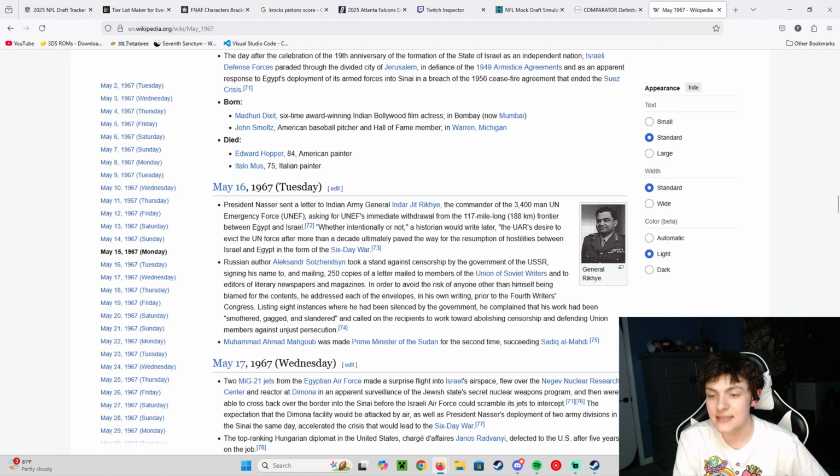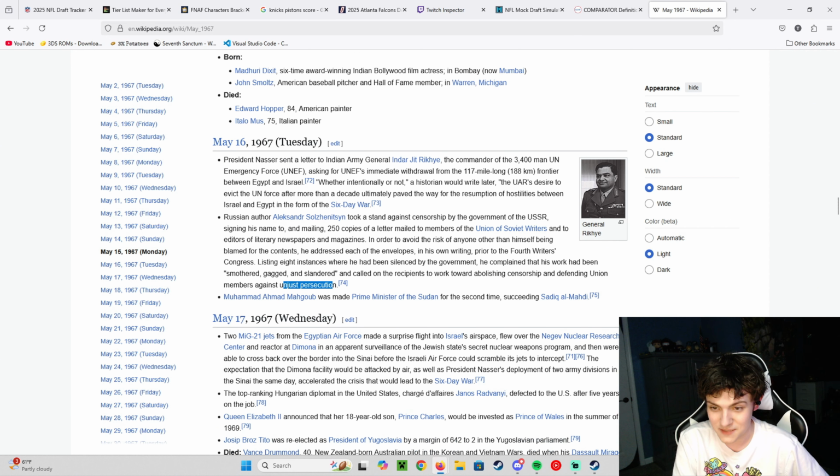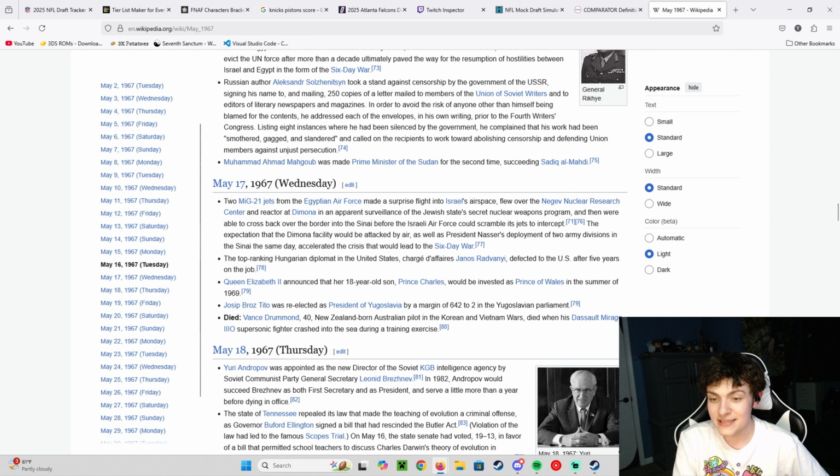Listing 8 instances where he had been silenced by the government, he complained that his work had been smothered, gagged, and slandered. What? That's questionable. I don't know about all that. My goodness. And called on the recipients to work towards abolishing censorship and defending union members against unjust persecution. Okay, cool.